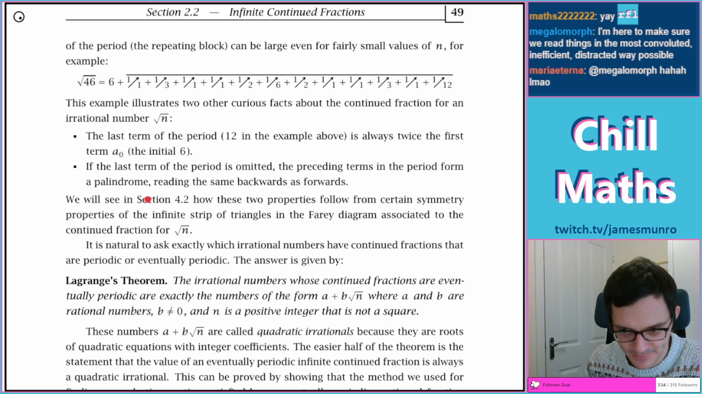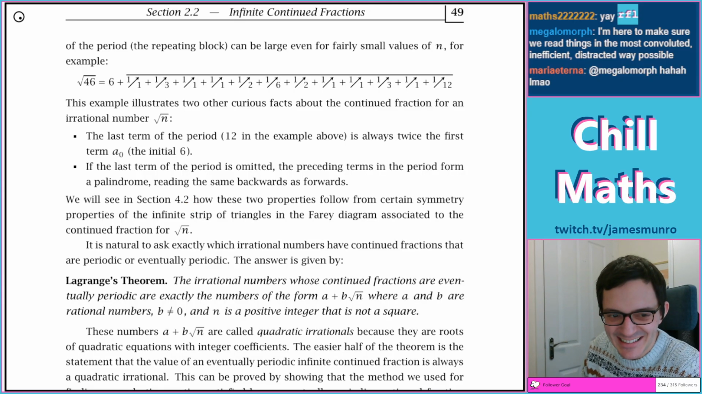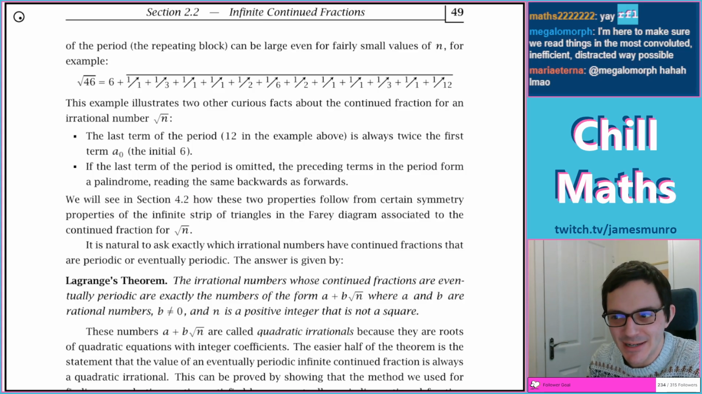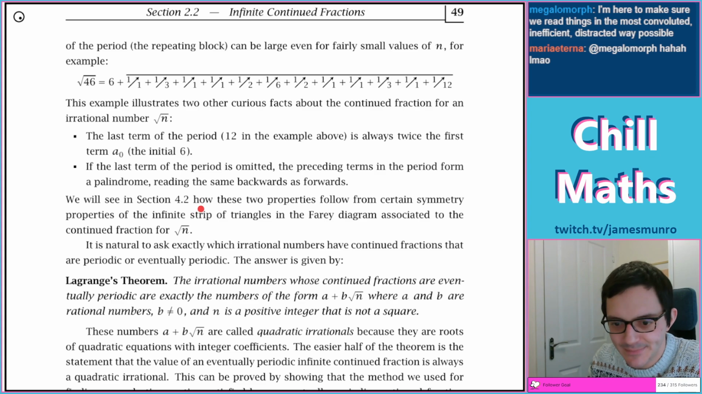1, 3, 1, 1, 2, 6, 2, 1, 1, 3, 1. Palindrome. This is section 42, which is miles away. You're motivating what we're doing. I was thinking some of the Pell equation stuff, couldn't see how to make it work, and then because someone in chat wanted to, that's why we tried to make the connection. That's why we're now motivated. These two properties follow from certain symmetry properties of the triangles in the Farey diagram.